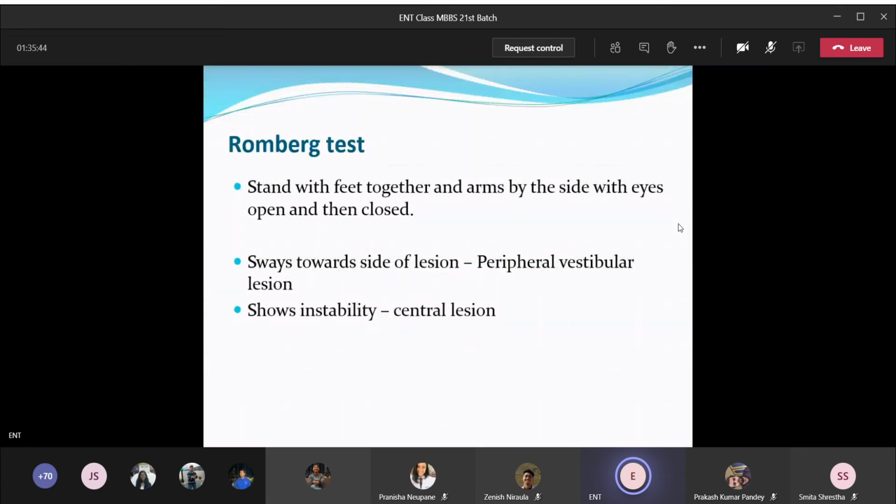Romberg's test, from your physiology classes, I think you remember, you asked the patient to stand with feet together and arms by the side with eyes open first and then closed. In case of peripheral vestibular lesion, the patient will not be able to stand straight and the patient will sway towards the side of the lesion. Whereas if it is central lesion, then the patient will show random instability.